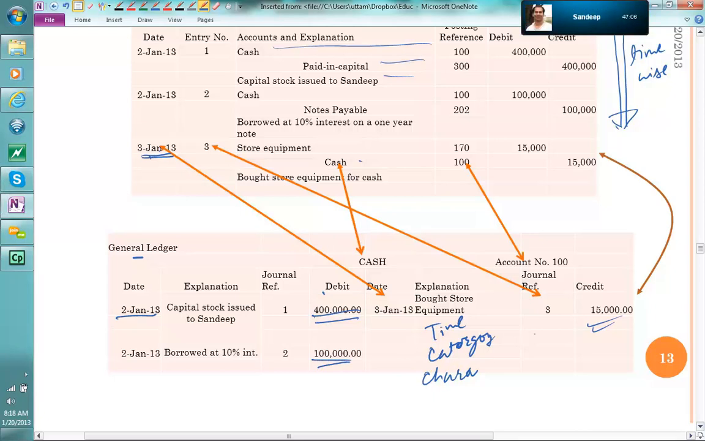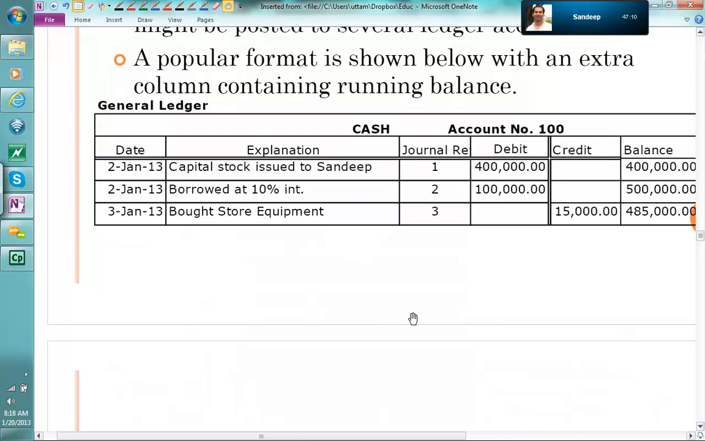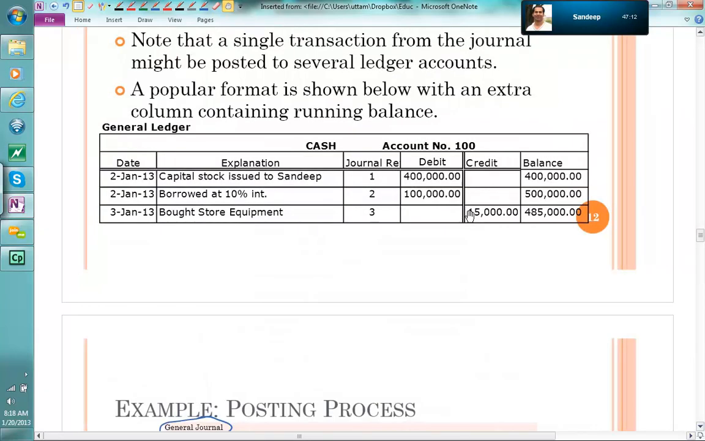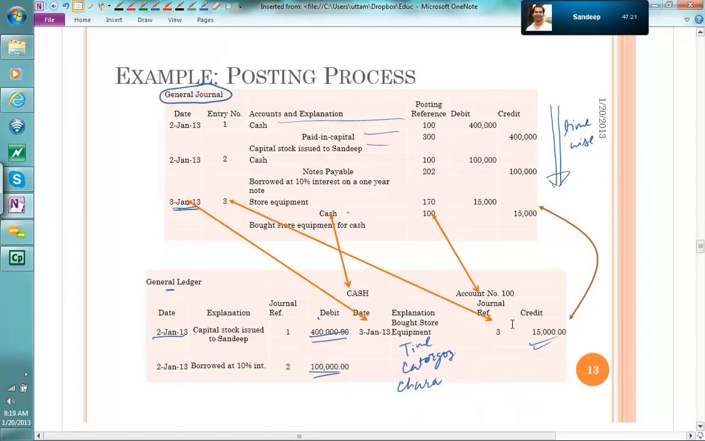Sandeep, clear? Yes. Okay. So it has to be in order. When you are entering, the entry should be in that order. Even in the general ledger, you cannot say, let me post 5th January first and then the 4th January. Because if you think about a large business and you want to verify something, it should be in that order.